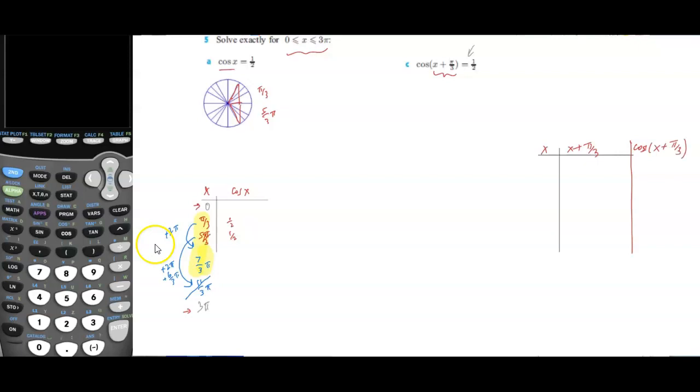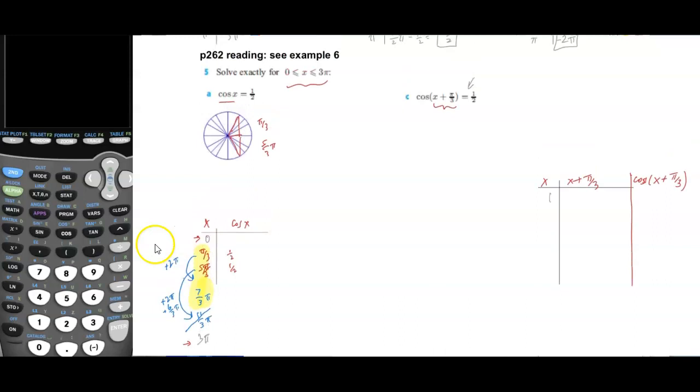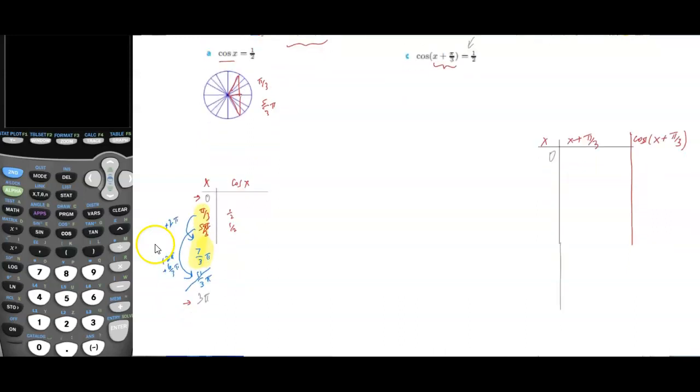Okay, first let's put our boundaries. So our boundaries are going to be 0 and 3 pi. And 0 plus 3 pi over 3 is just pi over 3. And 3 pi plus pi over 3, let's see, that would be 9/3 pi plus 1/3 pi, so that would be 10/3 pi. Okay, so these are our boundaries.